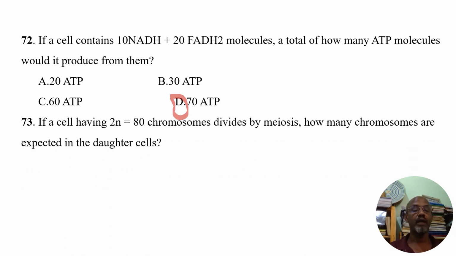Question 73. If a cell having 2n equal to 80 chromosomes divides by meiosis, how many chromosomes are expected in the daughter cells? That is half of 80, 40. The answer is 40.